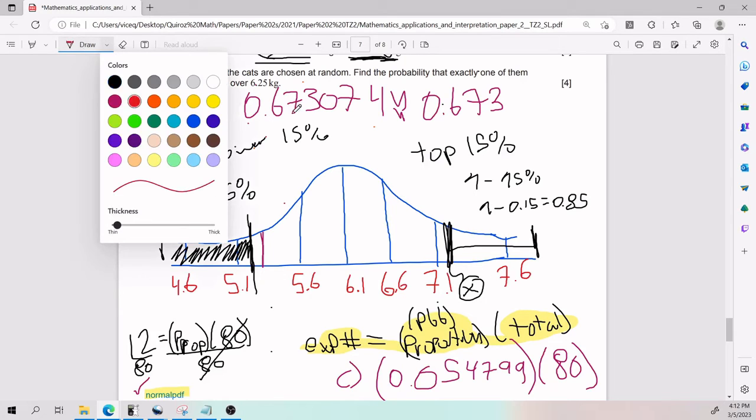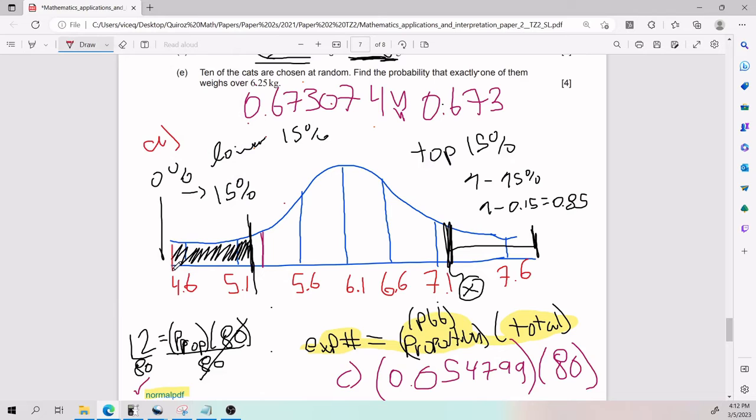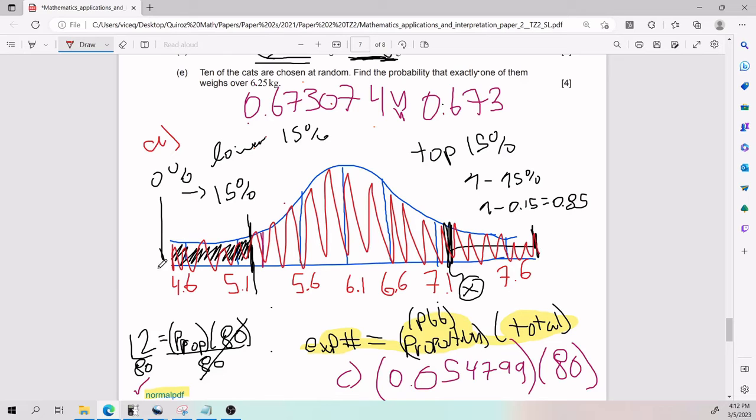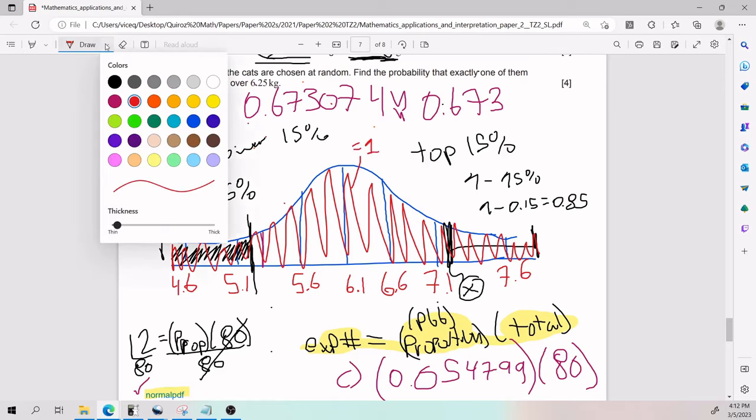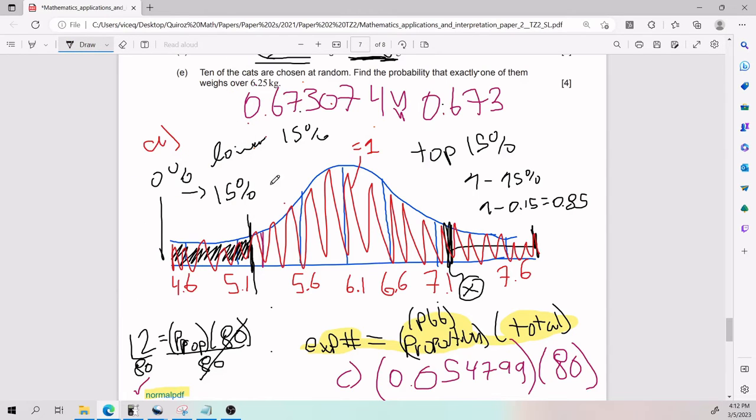So let's take a moment and think about it. This whole thing in, say, red is equal to 1. This thing in black that I put earlier is equal to 15%.